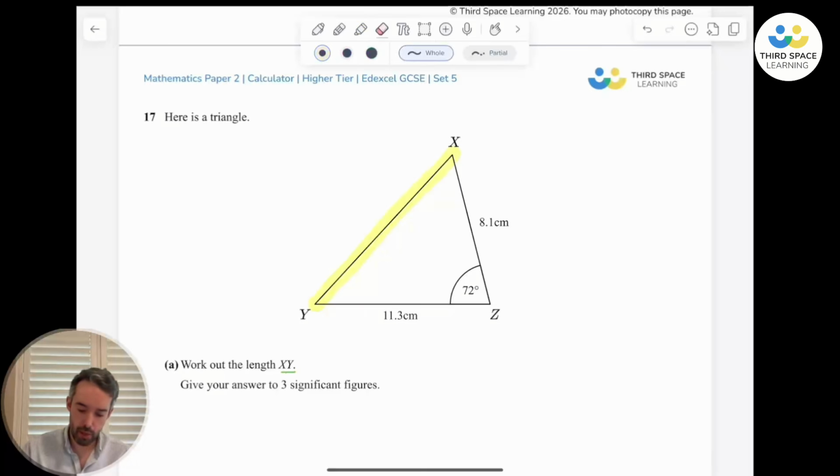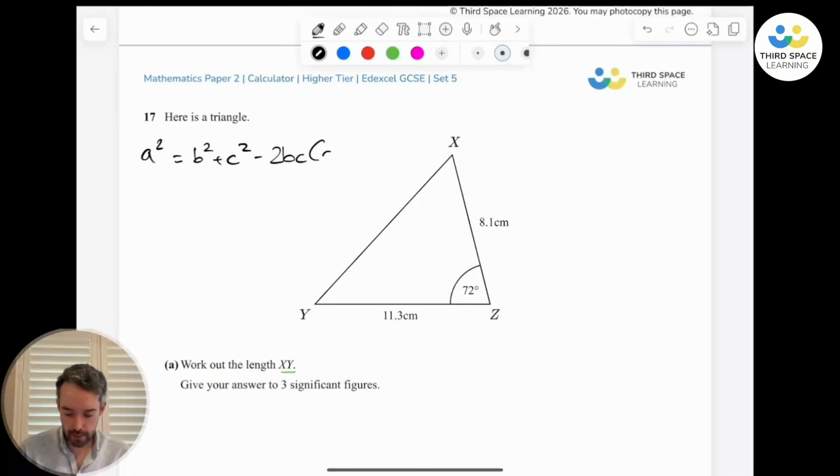So let's start by writing down the cosine rule. Well, the cosine rule says that a squared equals b squared plus c squared minus 2bc cos A. Okay, let's label our triangle. So this is the angle, which is 72. So I'm going to relabel that as capital A, which means the side opposite is little a. And then for the other 2, it doesn't really matter. So let's go with this one being capital B, which means the opposite side is little b. And let's go with this one being capital C, which means the opposite side is little c.